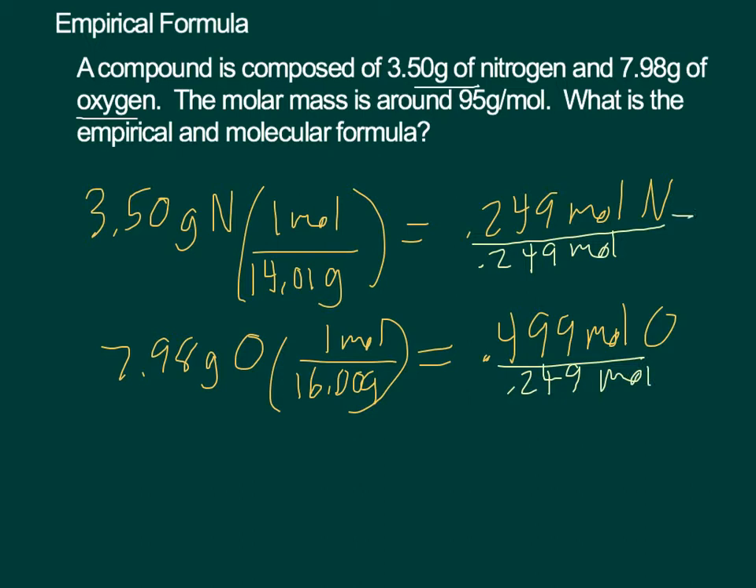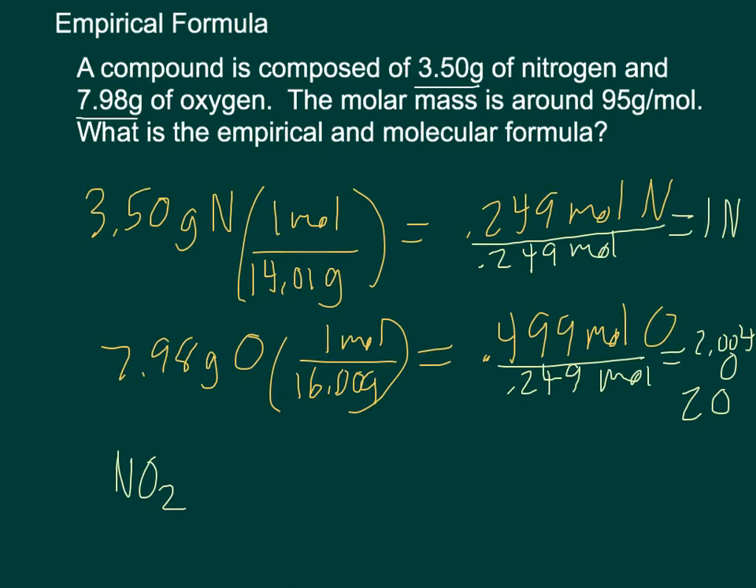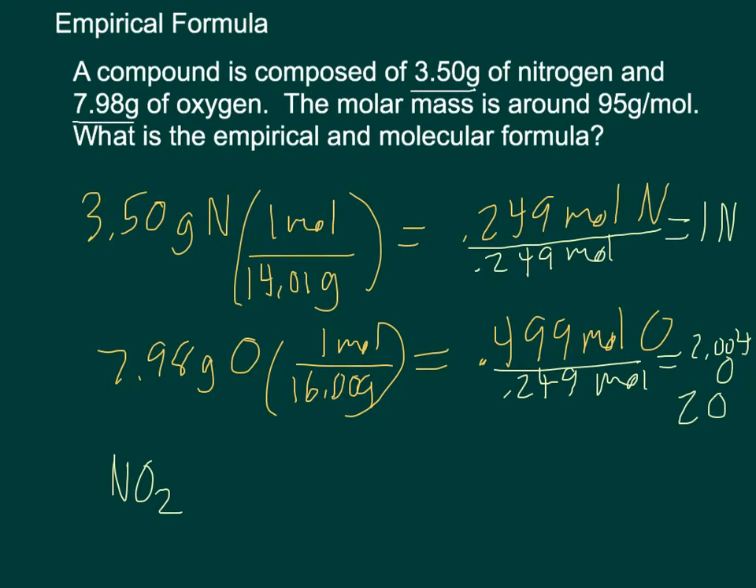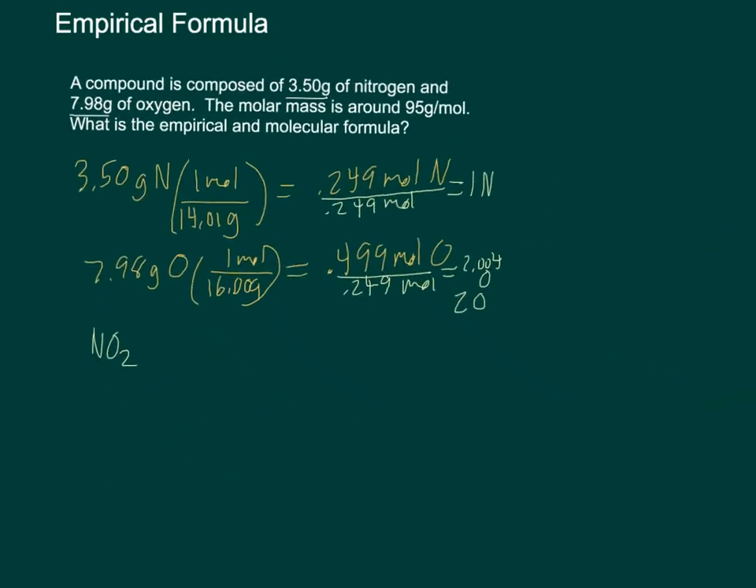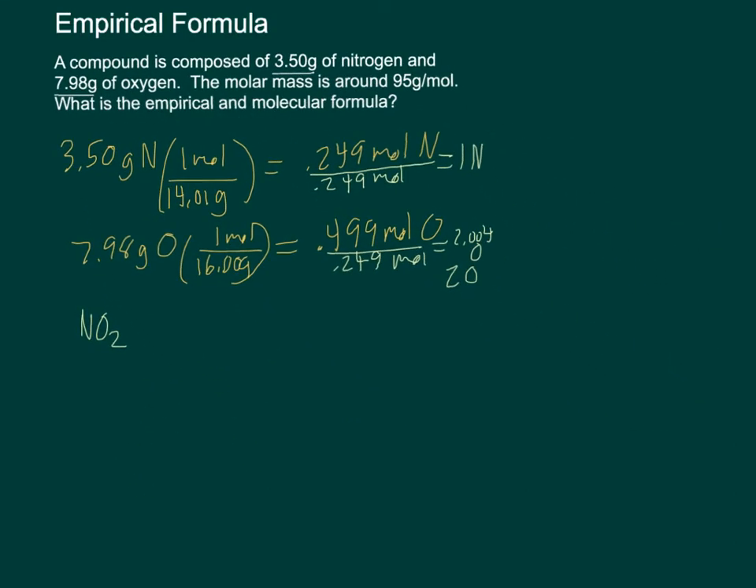And the first one is obviously going to equal 1 nitrogen, and in the second case, when you divide it through, you're going to get 2.004, which we're just going to simplify down. It's easily close enough to round to 2 oxygen. Therefore, our empirical formula is NO2. Just make a little bit of extra room here.